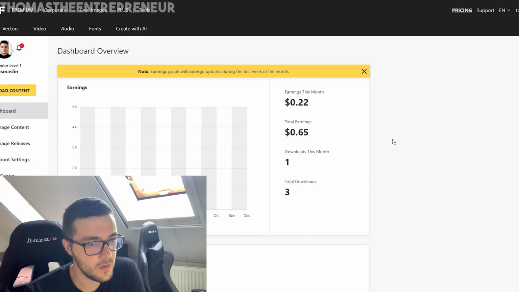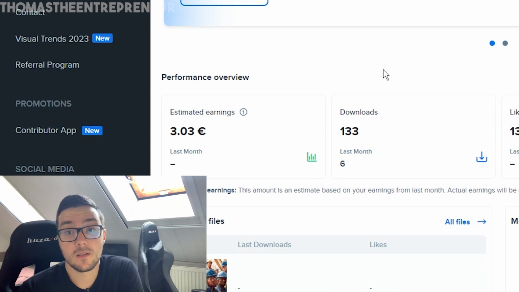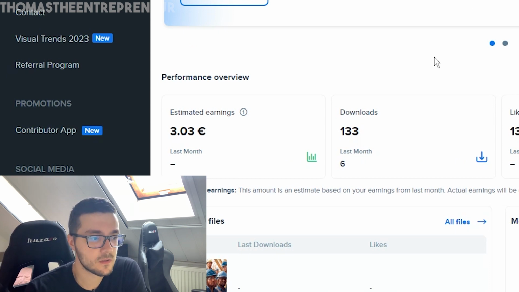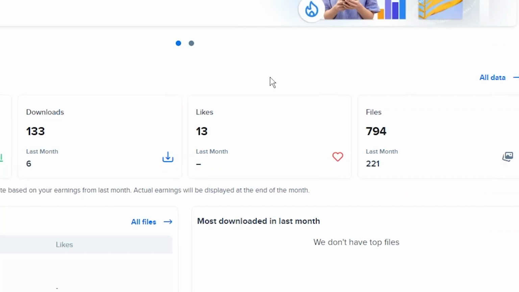So let's continue. Next one is 123RF. As you can see, I made only 3 sales, which is a total of 65 cents. And this morning I earned 22 cents. Next one is FreePic. As you can see, I made €3, which is around $3. It isn't bad or good because I've only uploaded for 1 month, which is kinda good, as you can see.